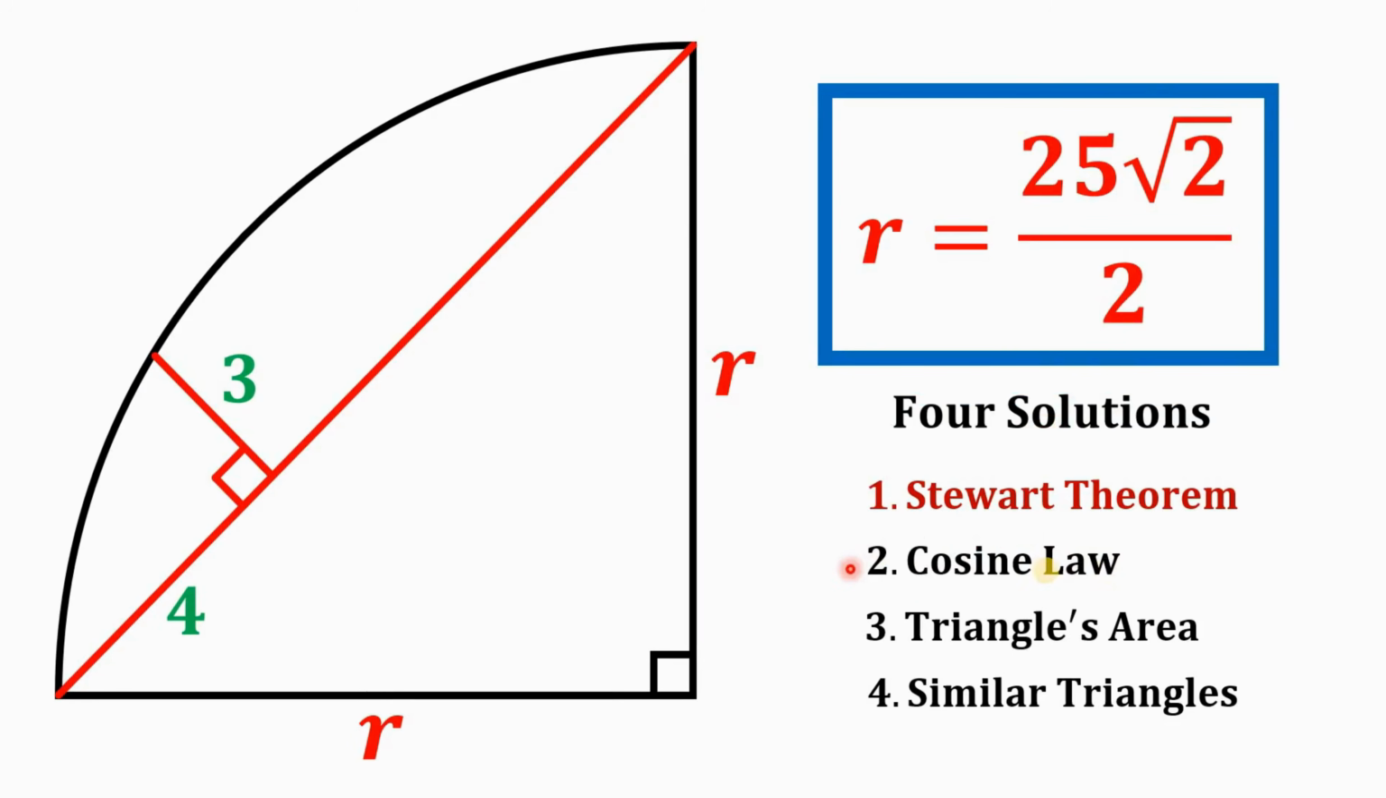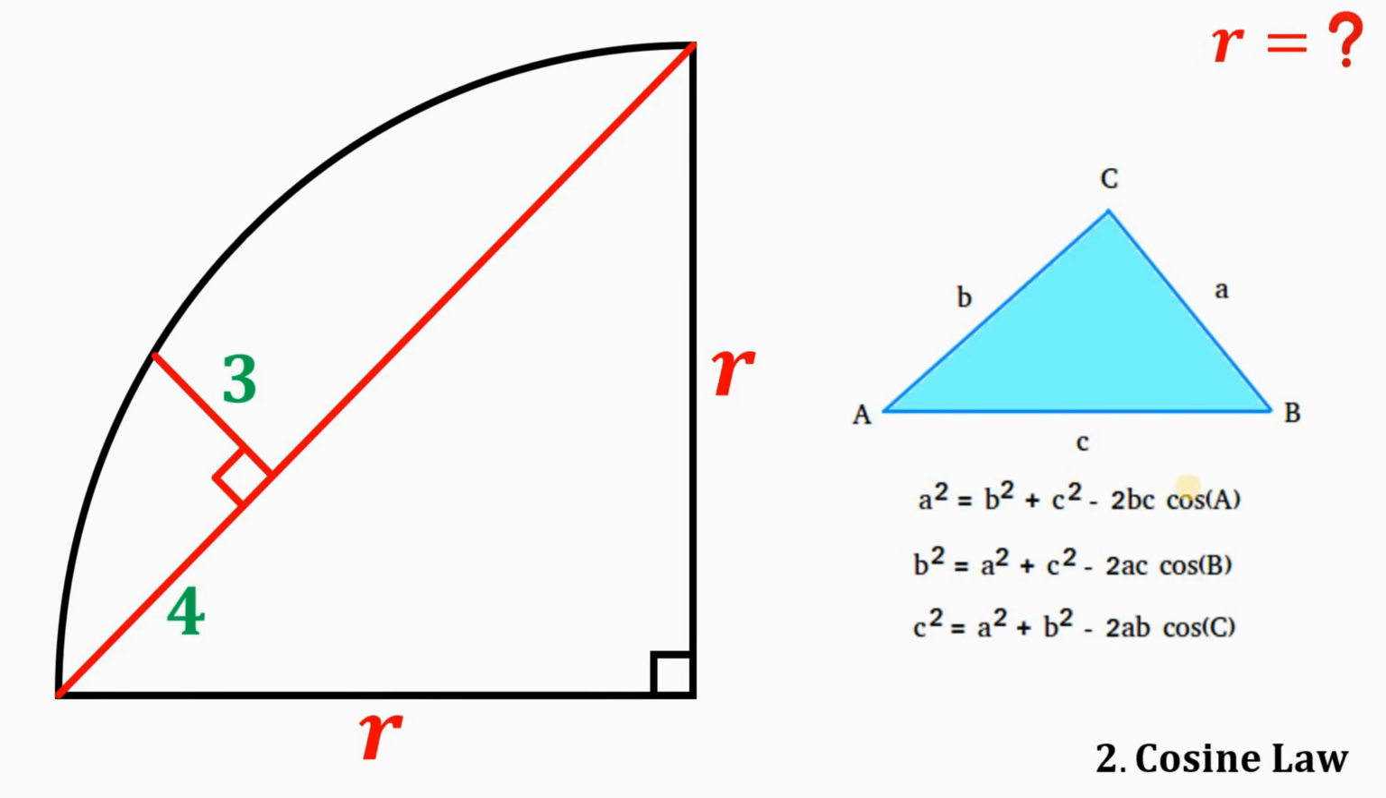Now, how about the second solution using the cosine law? And this is the cosine law. Now, in order to use the cosine law, we need a triangle. So from this point, let's have a triangle like this. Now, we know the length of this segment. This is just 5 units.